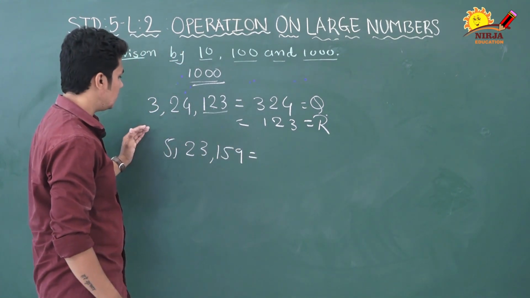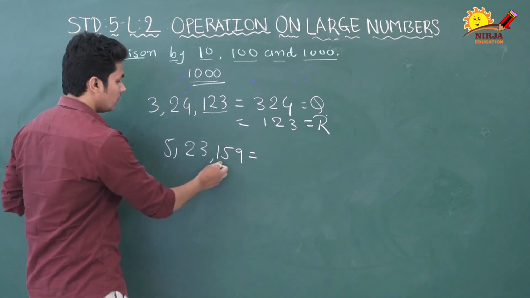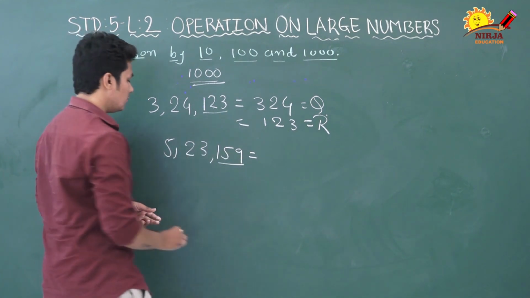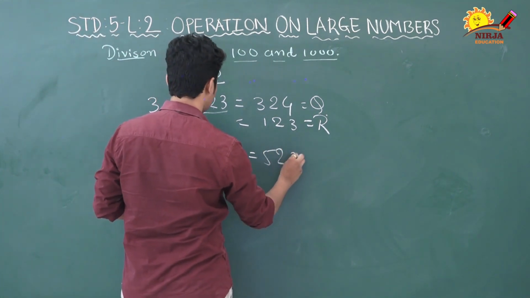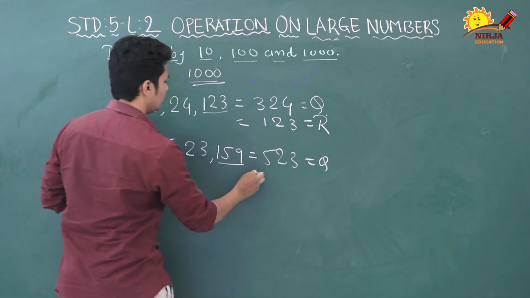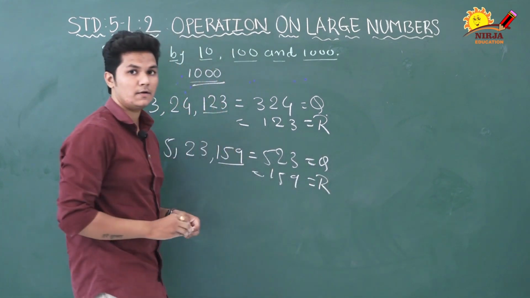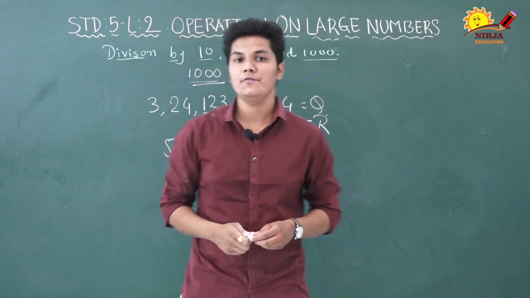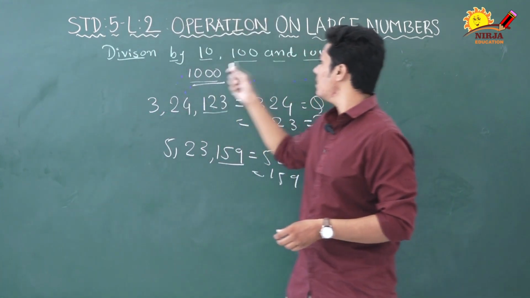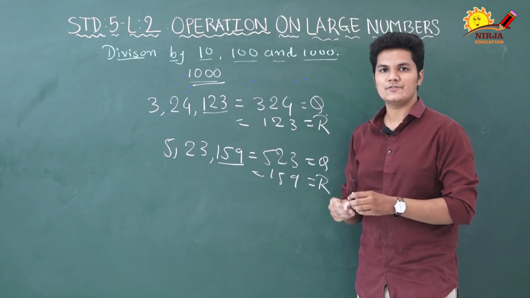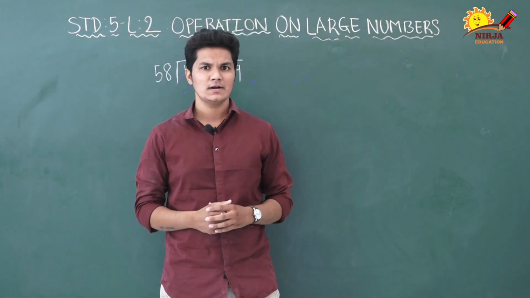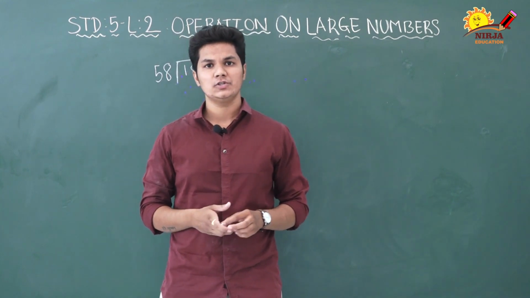Again we will do the same. We will write the dividend without the 100, 10 and ones digit. So 523 is our quotient and 159 is our remainder. Okay. So this is how we are going to divide by 10, 100 and 1000. It's really easy, right? Okay students, now let's see division of large numbers.